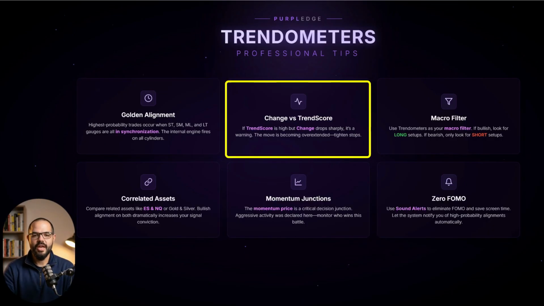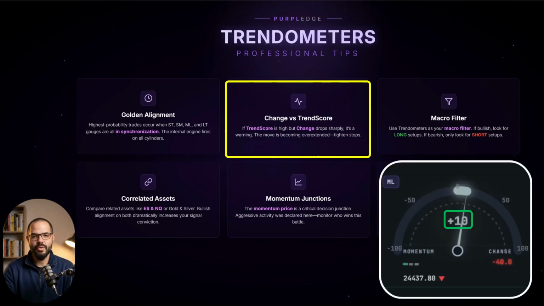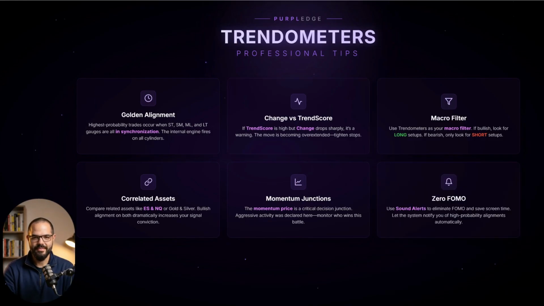Second, monitor the change versus trend score relationship. If you see the trend score is still positive, but the change number starts turning negative or dropping sharply, it's a warning. It means the move is becoming overextended and a reversal or mean reversion may be incoming. This is your cue to tighten your stops or take partial profits.